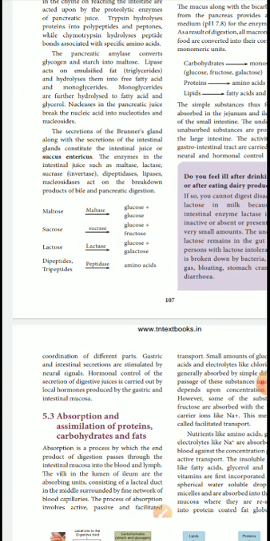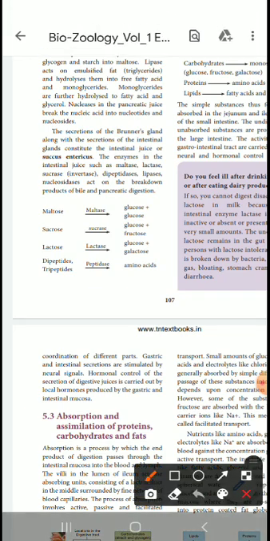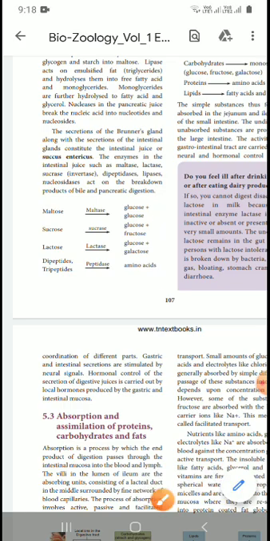And what is the lactose? Dipeptides and tripeptides, in the presence of peptidase, form amino acids. Lactose means glucose and galactose. So this is an important one. Note down and study well.